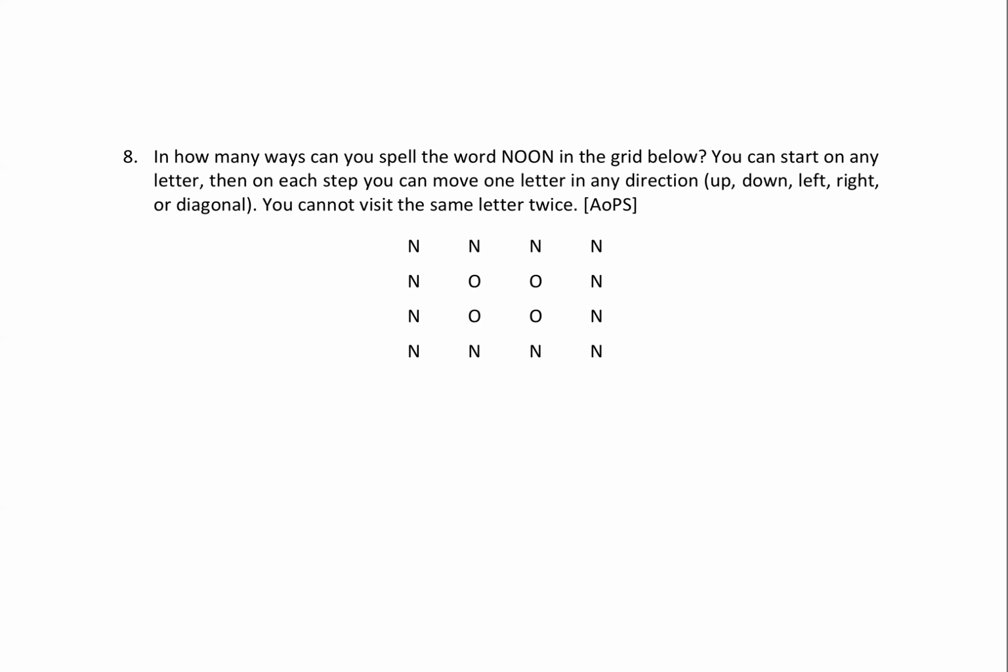Okay, so let's start. When we want to spell noon, we want to start on an N, like here, or we can start on an N like here, or we can start on an N like here. So it's the corners versus the sides. So case 1 is corners.